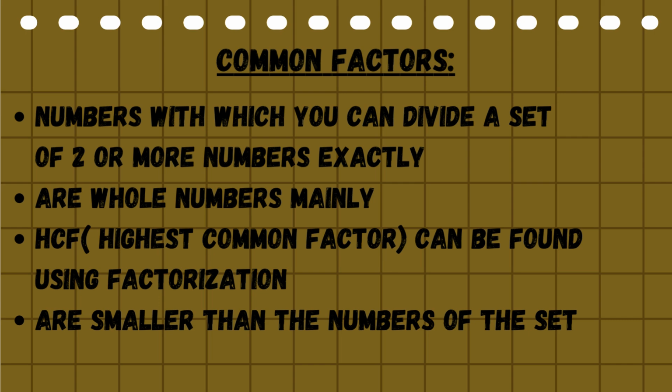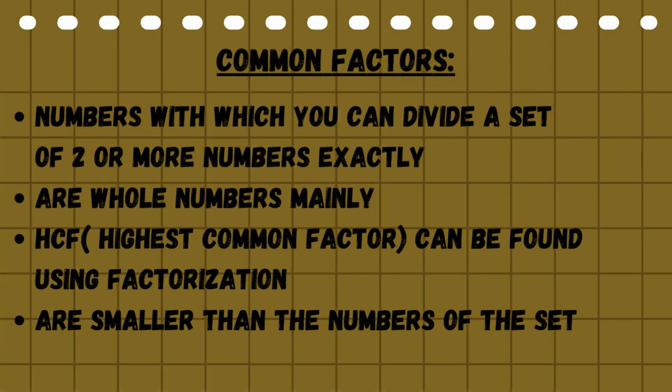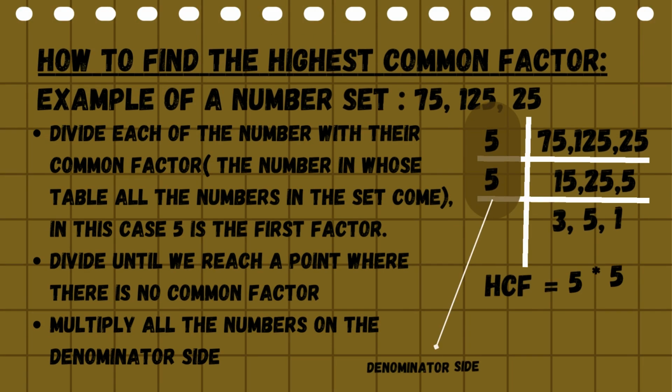Common factors are numbers with which we can exactly divide a set of numbers. These are mainly whole numbers. HCF can be found using factorization, and the common factor is smaller than the set of numbers. Let's learn how to find the highest common factor of a set of numbers.